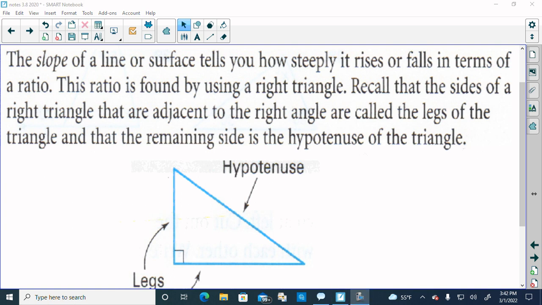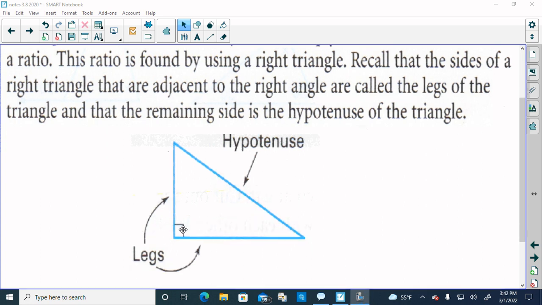Okay, we're going to add on to that definition in just a little bit, but for right now, you're just watching and listening. Okay, this ratio is found by using a right triangle. Recall that the sides of a right triangle that are adjacent to the right angle are called the legs. Okay, so these ones are called the legs. So the ones that are next to the right angle. Okay, and that's what adjacent means.